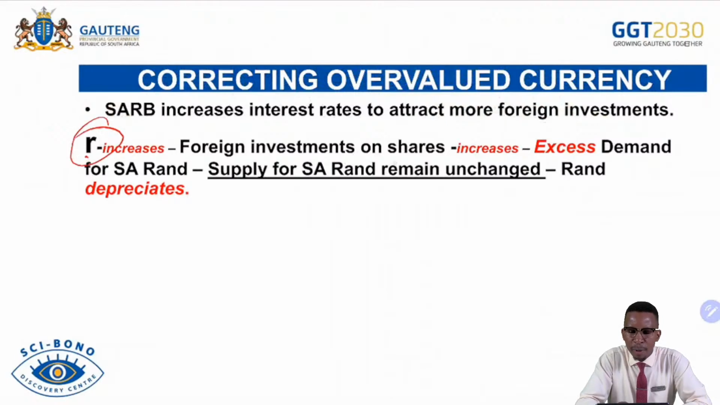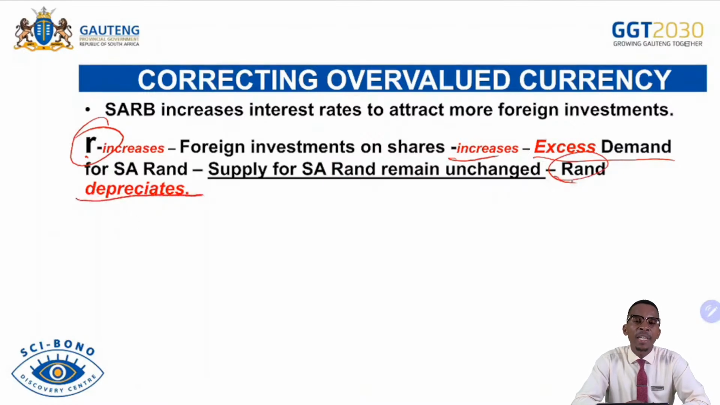Then the foreign investment in shares will be increasing. So there will be excess demand for the South African rand. There will be more demand for the South African rand. And then what will happen? The supply of the rand remains unchanged. It will remain low, but the demand will be high. The rand will be highly demanded, which will cause our currency to appreciate.